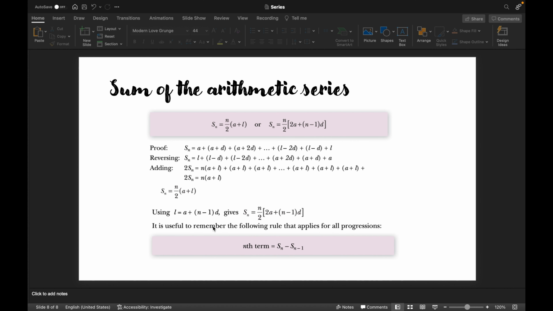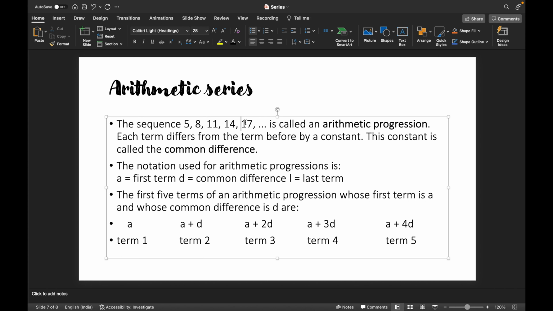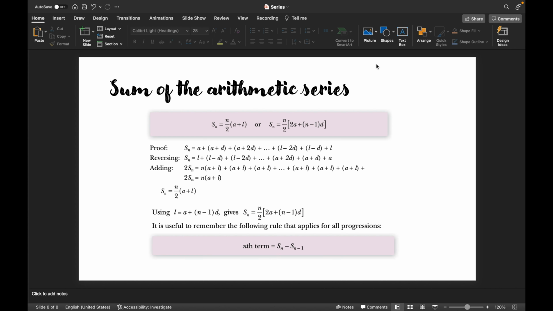Therefore, it is useful to remember the following rule that applies to all of the progressions. The nth term is basically the sum of n elements subtracted by the sum of all the elements from the first element to the n minus 1 element. That's pretty simple because I can show you right now. If you want to find this element, it's basically the sum of all of these minus the sum of these elements. That's how you can think about this also, and this is how you find the sum of the arithmetic series.